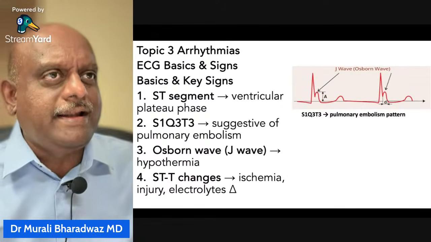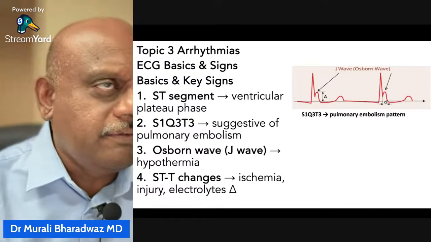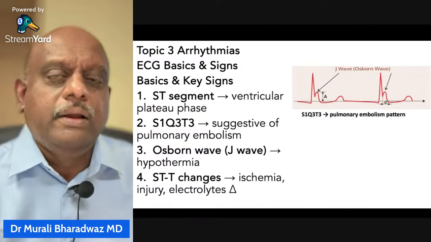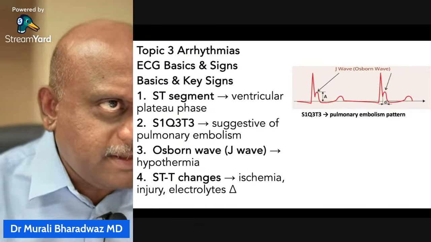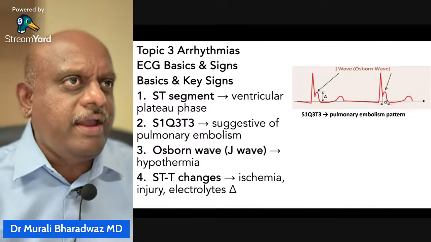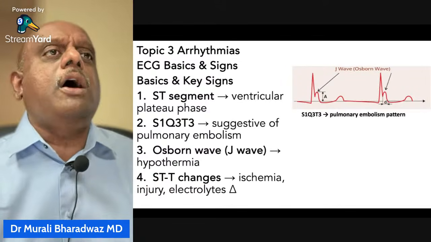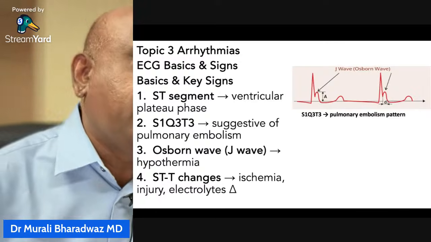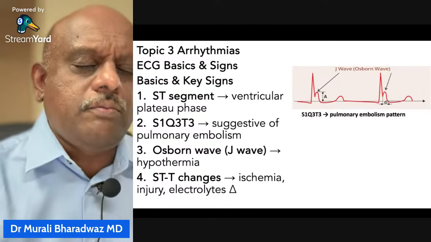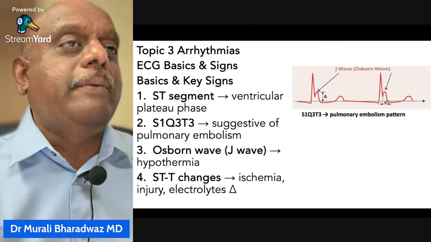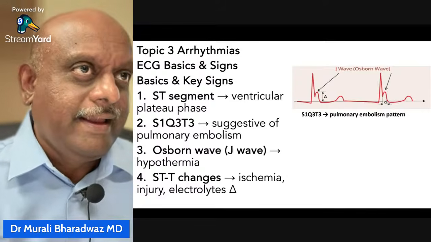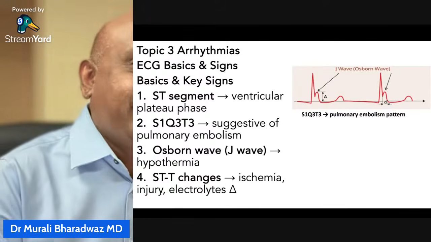S1, Q3, T3. T wave inverted in lead 3, presence of a Q wave in lead 3, presence of an S wave in lead 1. These three are indicative of pulmonary embolism, is what you need to remember. But if the examiner asks, what is the most common ECG finding in pulmonary embolism? What is your answer? It is a sinus tachycardia.